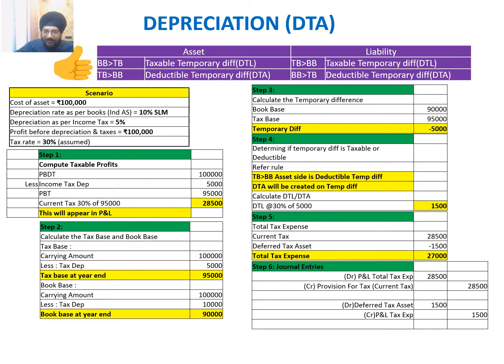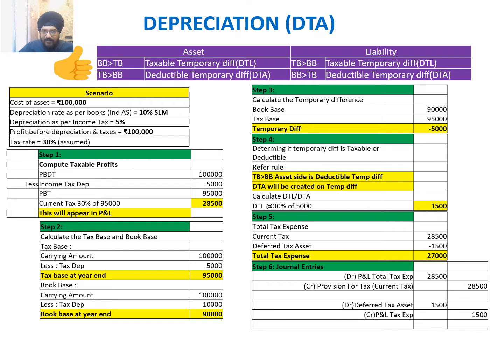Okay, so now we'll touch base on the creation of the DTA on the asset side. So we have just twisted this scenario. The cost of the asset is again 1 lakh rupees. Depreciation rate as per the book is 10%. But now we have taken less depreciation as per the income tax, which is 5%. So profit before tax is again the same 1 lakh rupees. And then the tax rate is again assumed as 30%.